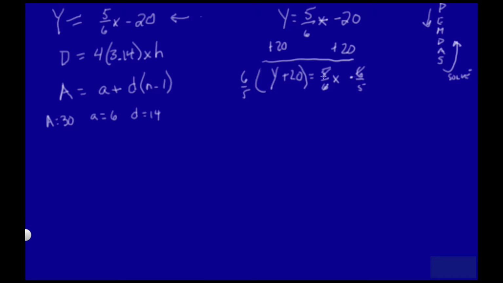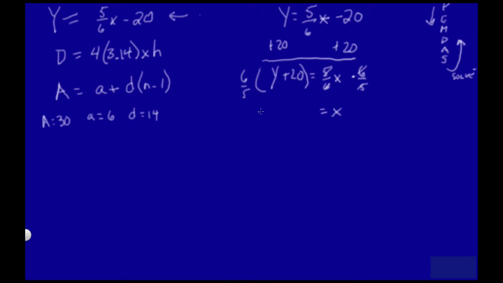So these will cancel out, and we end up with x over here. And on this side, we're going to have 6/5 y, and then plus 20 times 6/5 as well, because we can distribute this to both terms here. So simplifying, 5 goes into 20 four times, and 4 times 6 is 24. We will end up with 6/5 y plus 24 equals x, and this is how we solve for x.